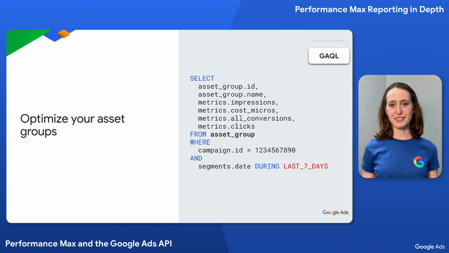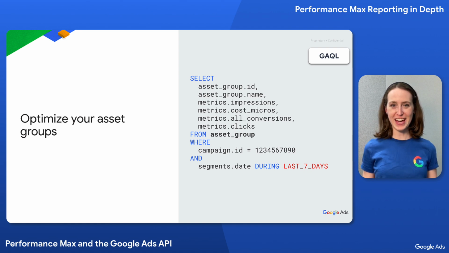At the asset group level, you might find that you have a set of asset groups in your campaign that are performing extremely well. You could leverage that information to understand what types of asset groups and themes work well, and create similar asset groups and themes until you reach the asset group limit for your campaign.